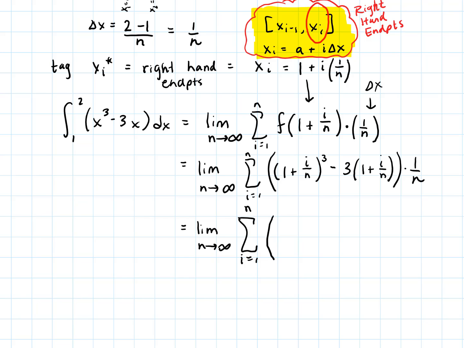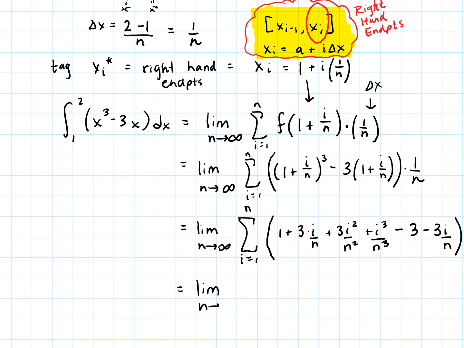So using just my rules for cubing a binomial, I'm going to get 1 plus 3 times i over n plus 3 times i squared over n squared plus i cubed over n cubed minus 3i over n. And then I'm going to go ahead and distribute the 1 over n. Three i over n squared plus 3i squared.